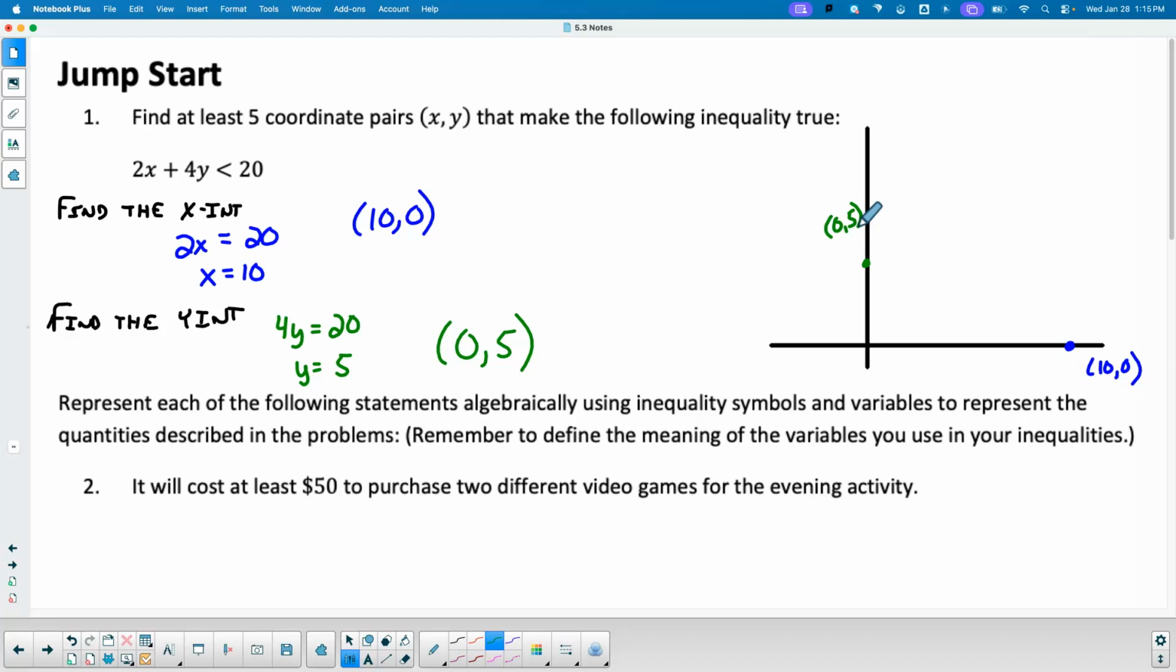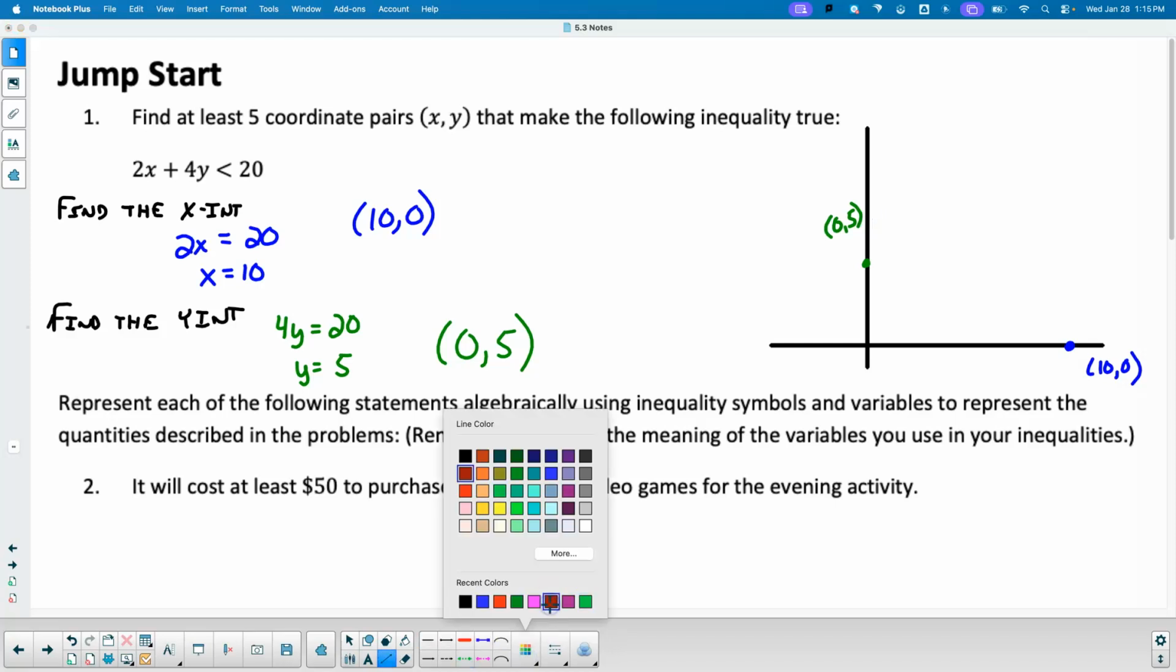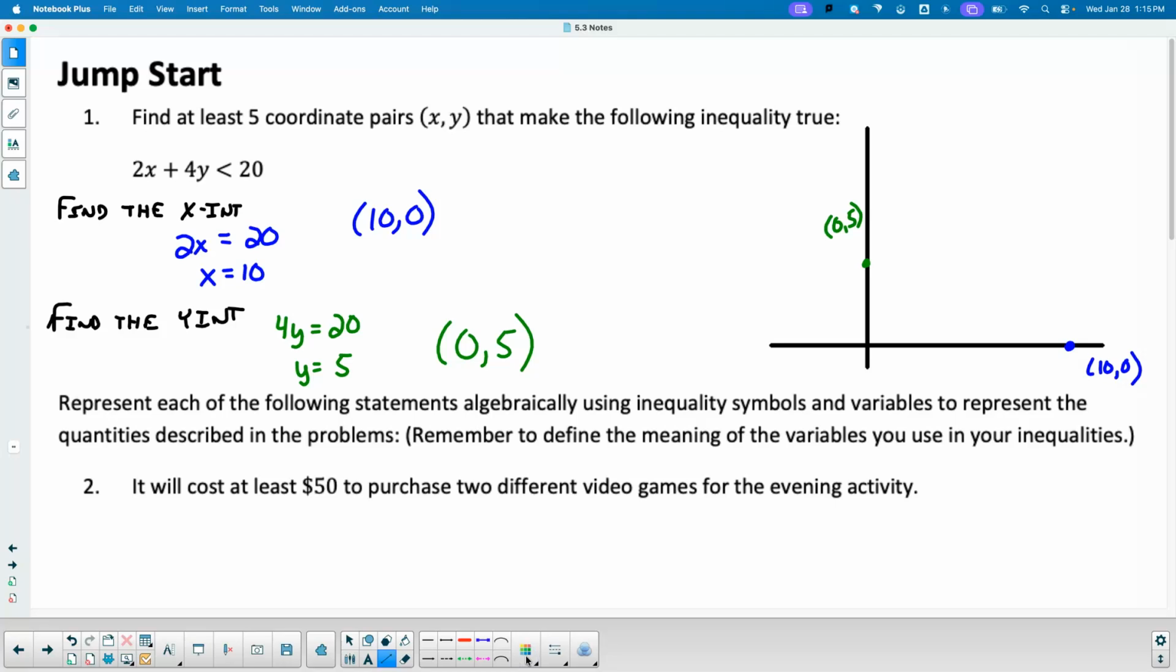Now, the reason why I did this a little differently is because we're getting to a spot where if I connect these two, that's going to give me a line, right? Only takes 2 points to make a line. Why did I make my line dashed?